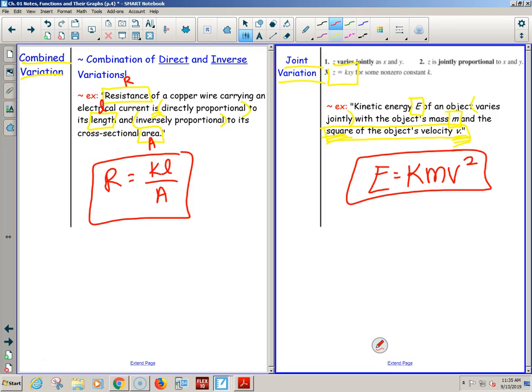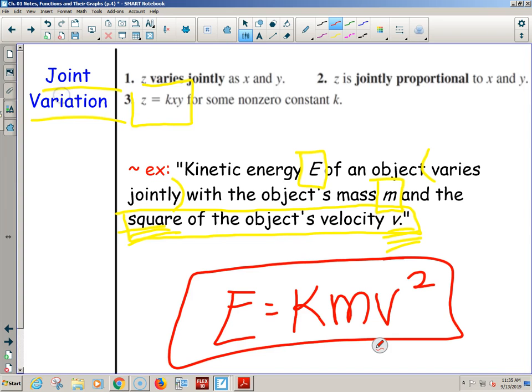Do you see it? No. Okay, because it says varies jointly, so K times, and K times what? K times both M and the square of V. V squared. Oh, square. Because the formula. Oh, thank you. There's so many words. Yeah. I thought this was supposed to be numbers.